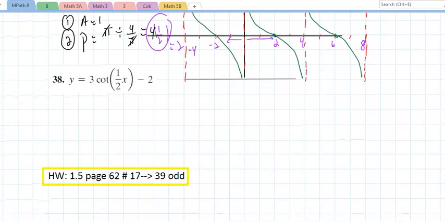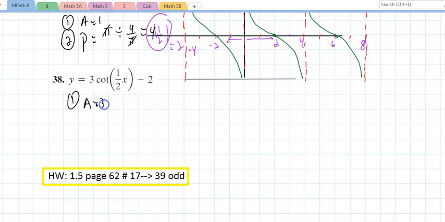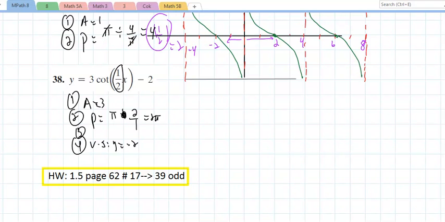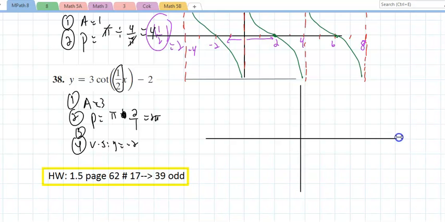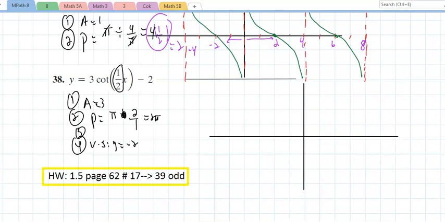And the last problem, 1, amplitude is 3. Again, I'll tell you what amplitude does in the next video. Period is pi divided by 1/2, so I'm going to multiply by 2/1, which is 2 pi. 3, we have none. 4, there's a vertical shift of y equals -2. So if I sketch this original grid, expand it a bit, I'm going to start with my shifts. There's a shift of -2, -1, -2. Label that clearly for this guy because he's picky.